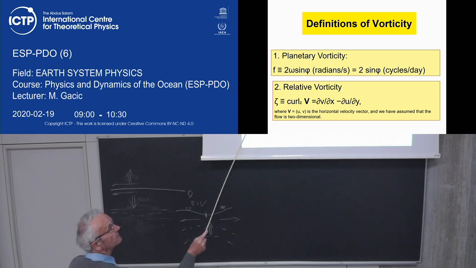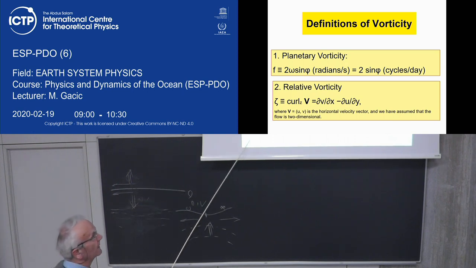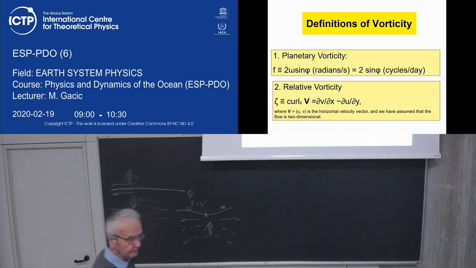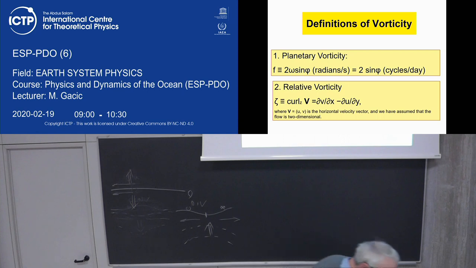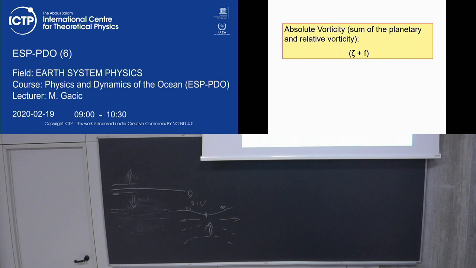So this is the relative vorticity, this is the planetary vorticity. The sum of the two is the absolute vorticity. So the absolute vorticity is the sum of the curl of the velocity plus the planetary vorticity, assuming that the flow is two-dimensional, okay? So this is the absolute vorticity, which is the sum of planetary and relative vorticity.